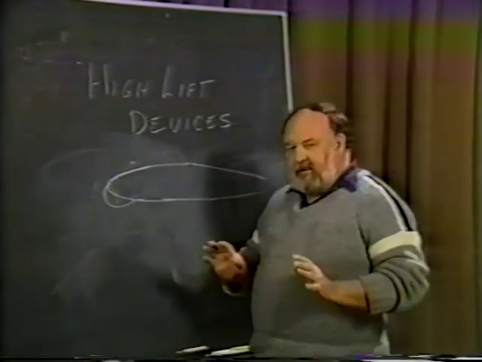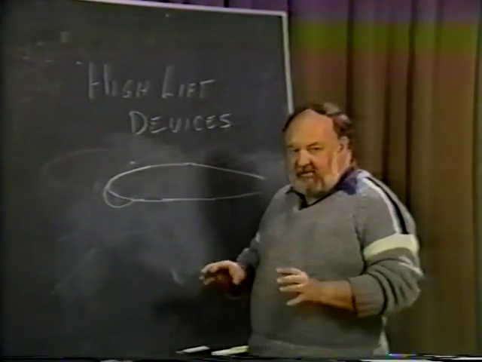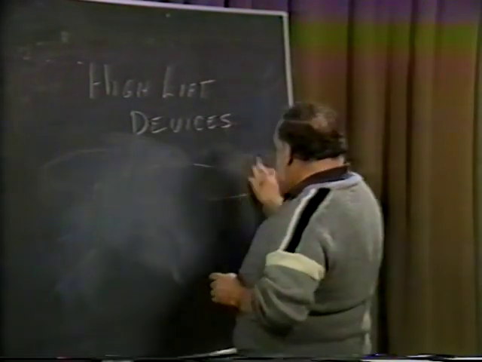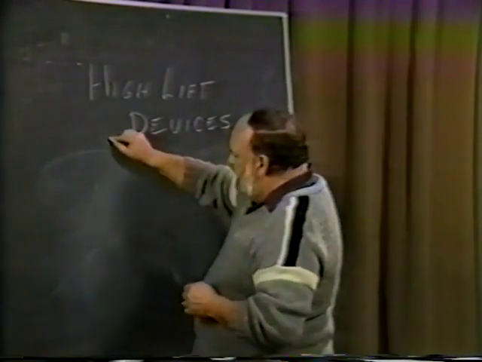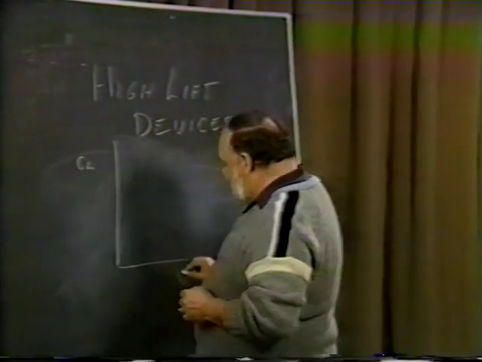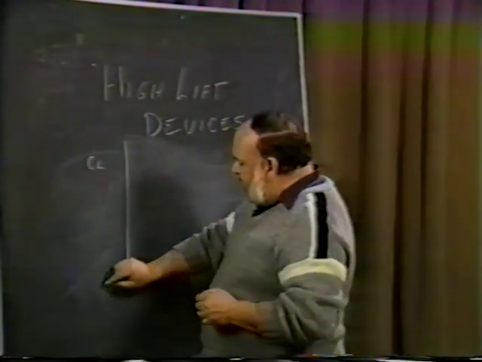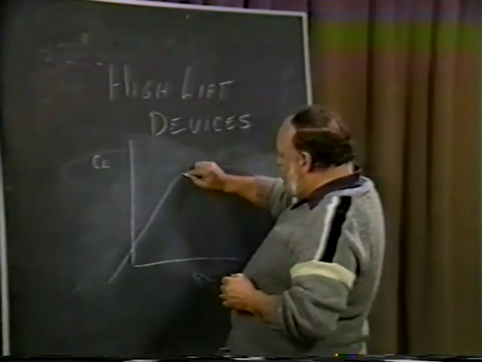There are a couple of things that should be remembered and recognized about the two devices, the leading edge flap and the trailing edge flap. And this can be demonstrated best by looking at the lift curve slope. Lift coefficient versus angle of attack. On a normal airfoil that's cambered, you will have a lift curve slope that will come up and go down like this.